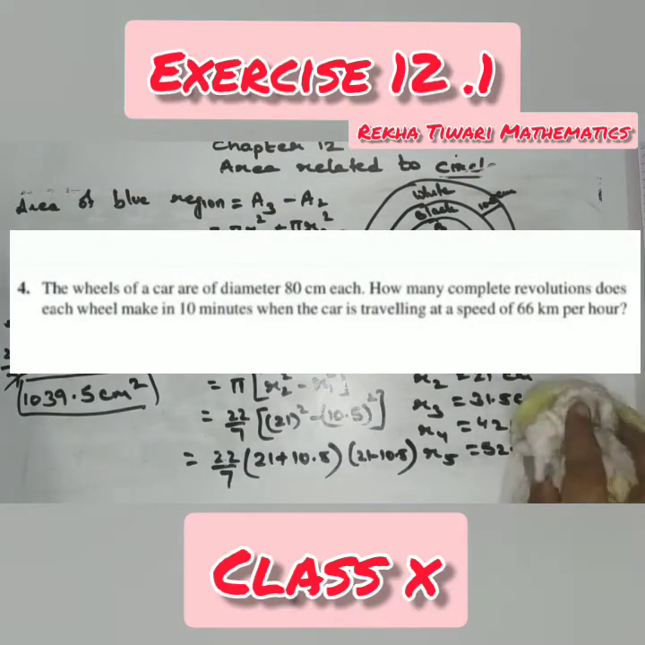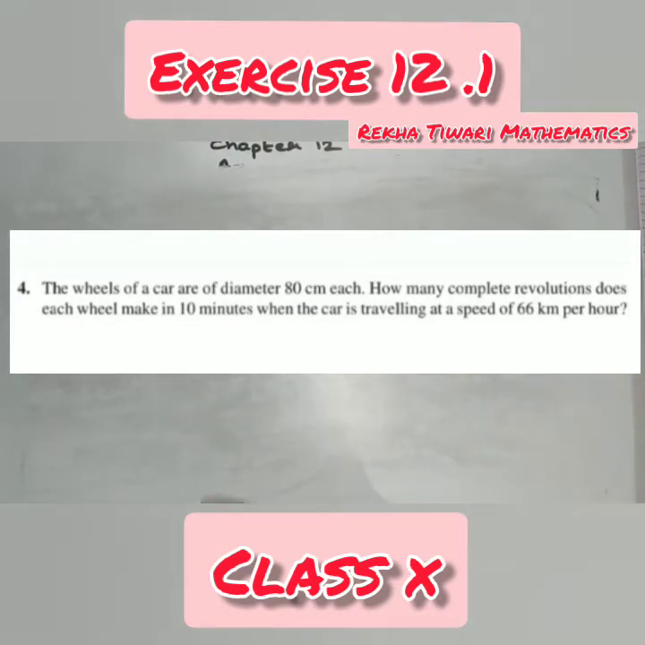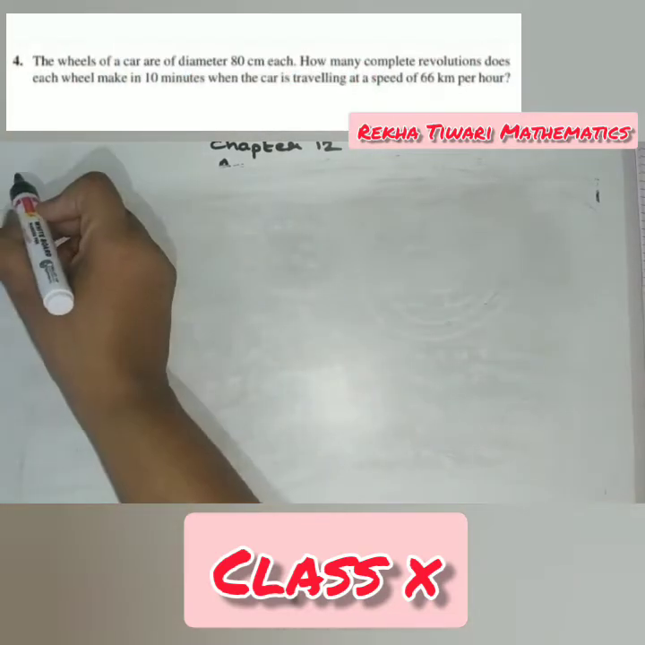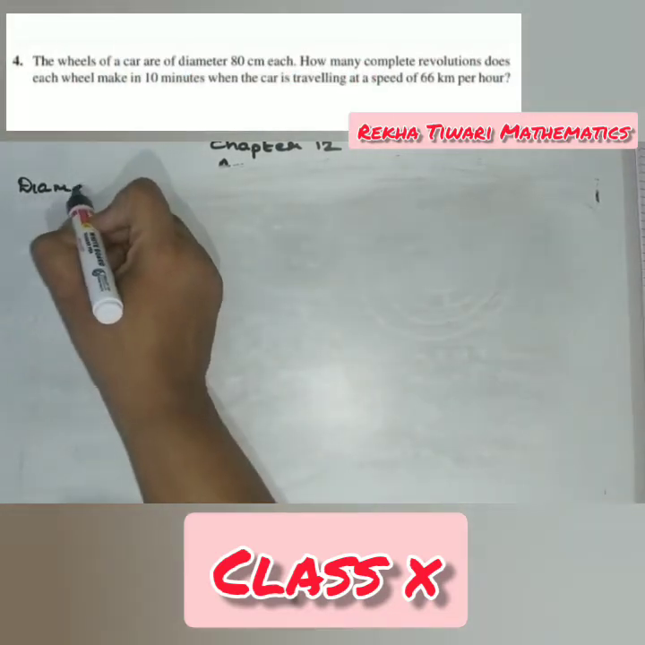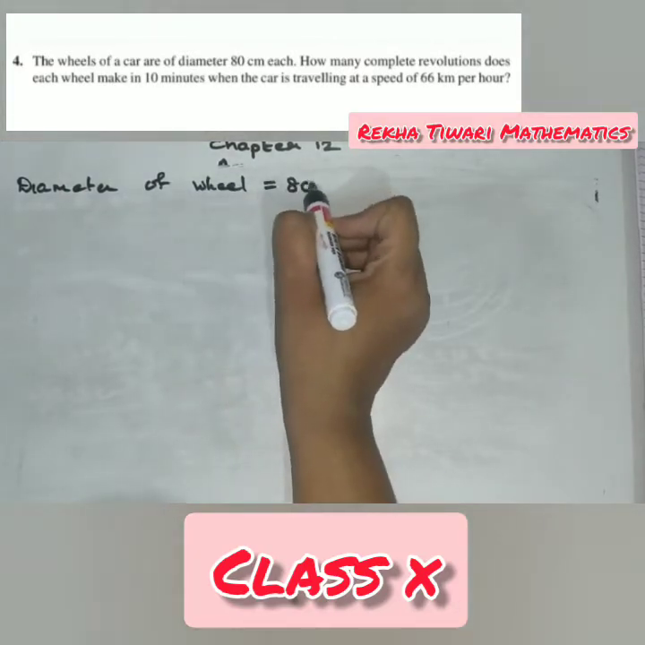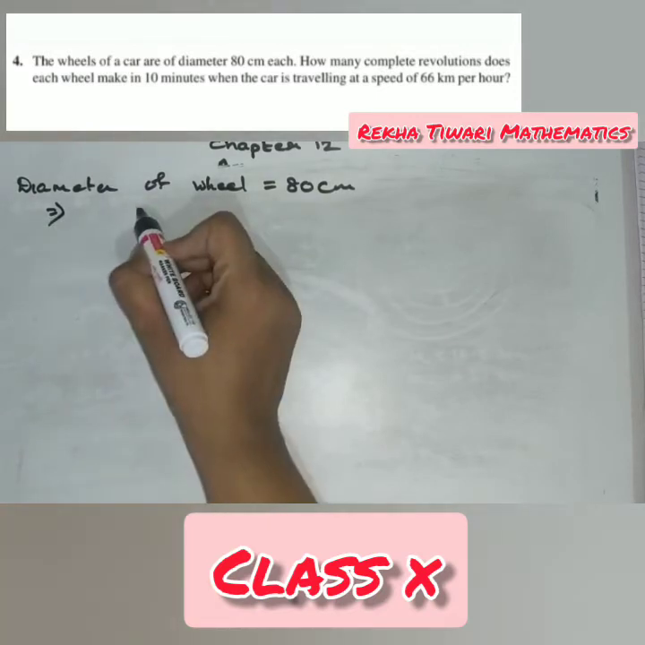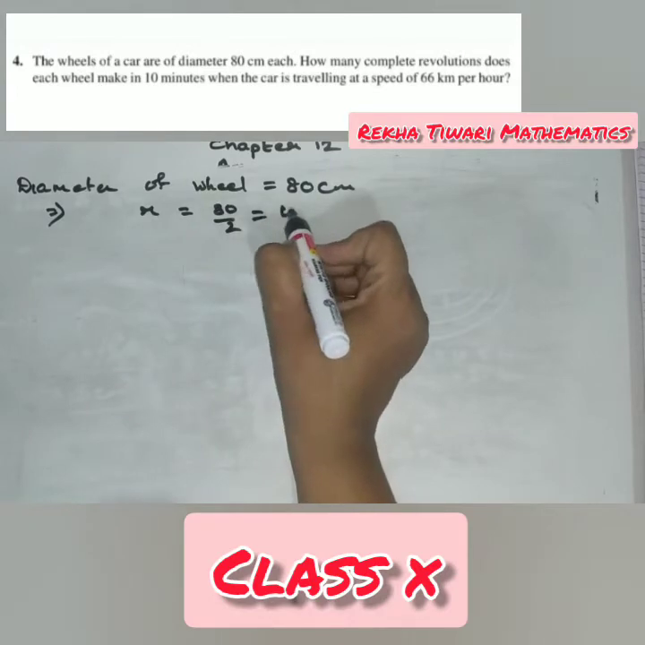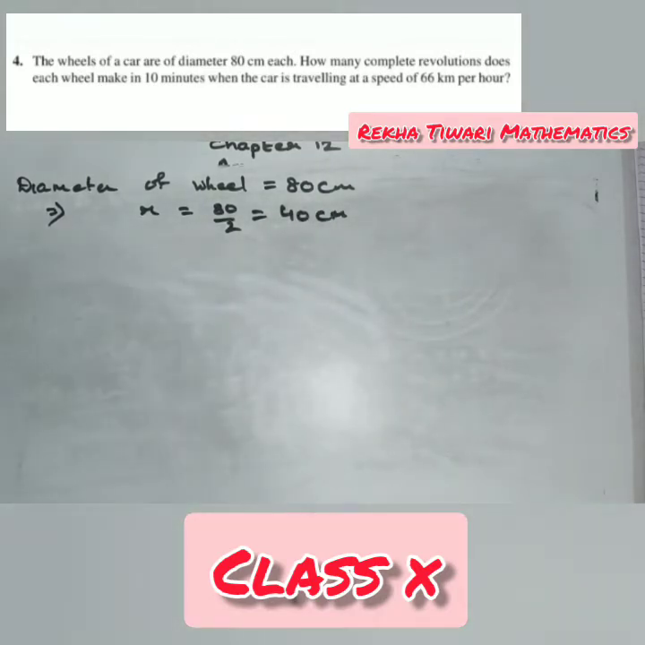Move to question number 4. The wheel of a car are of diameter 80 centimeter each. How many complete revolutions does each wheel make in 10 minutes when the car is traveling at a speed of 66 km per hour? So the diameter of the wheel is given to you, equal to 80 centimeter. What could be the radius? Let us represent it by r. Radius becomes 80 by 2, that is 40 centimeter. This is the radius.